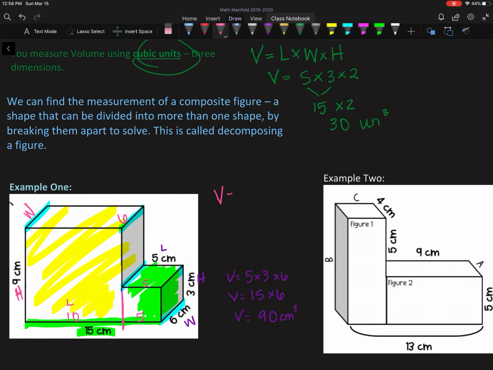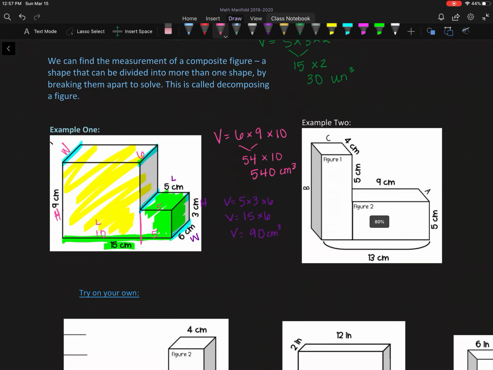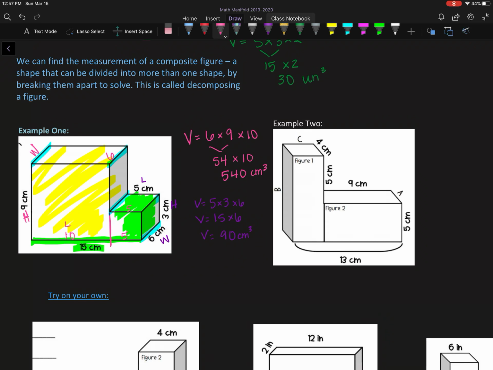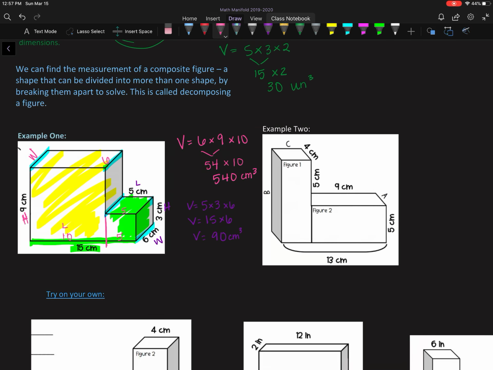So my large rectangular prism, I'm going to do volume of 6 times 9 times 10. 6 times 9 is 54, times 10 is 540 cubic centimeters. And now to find my entire volume of this composite rectangular prism, I would add 540 plus 90 to get 630 cubic centimeters.